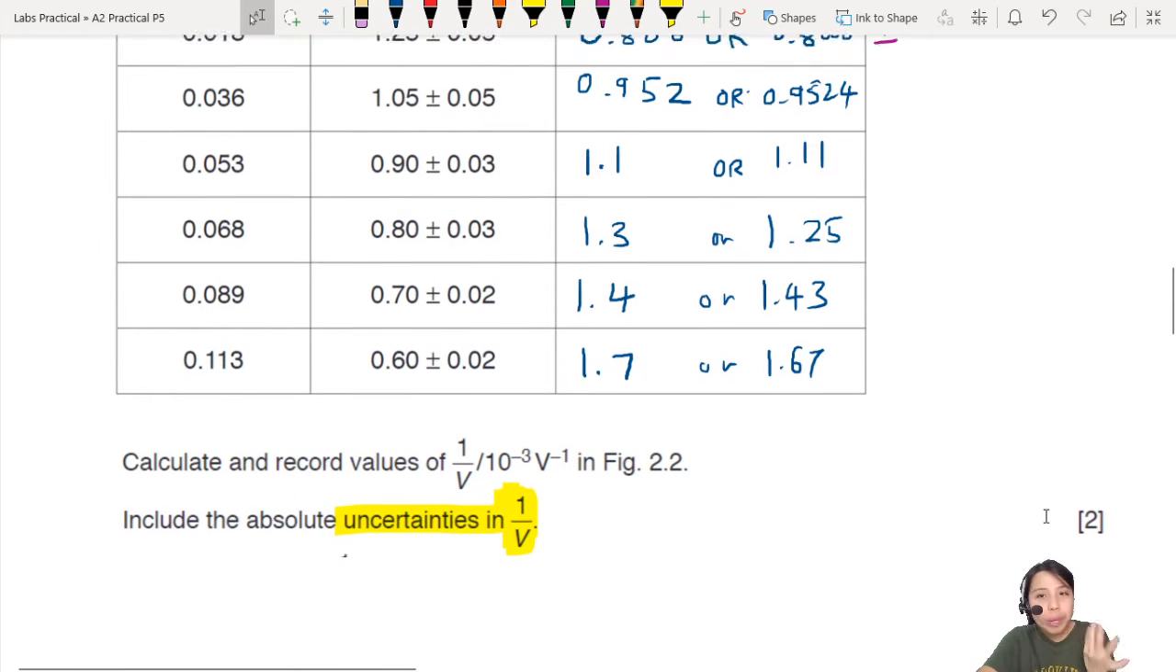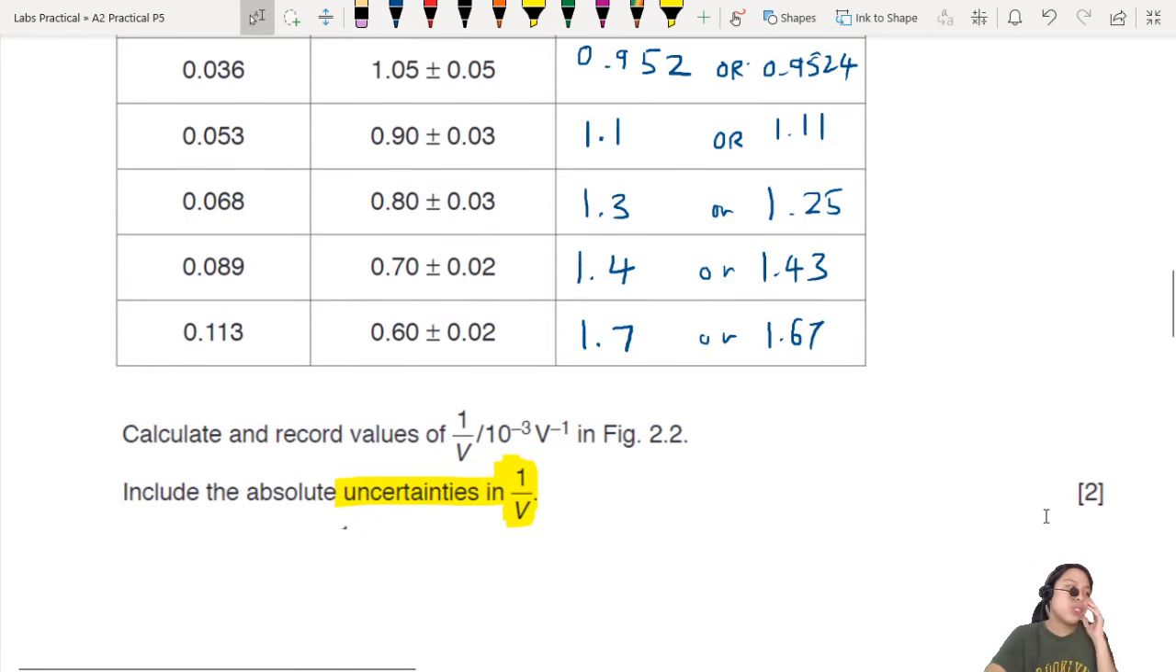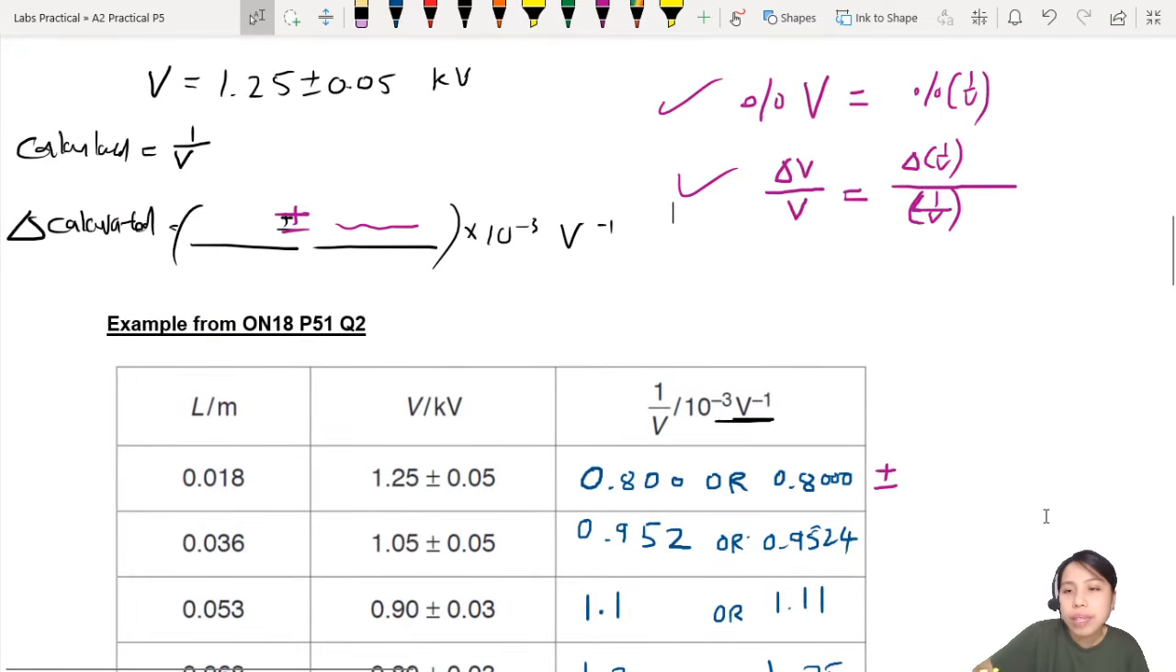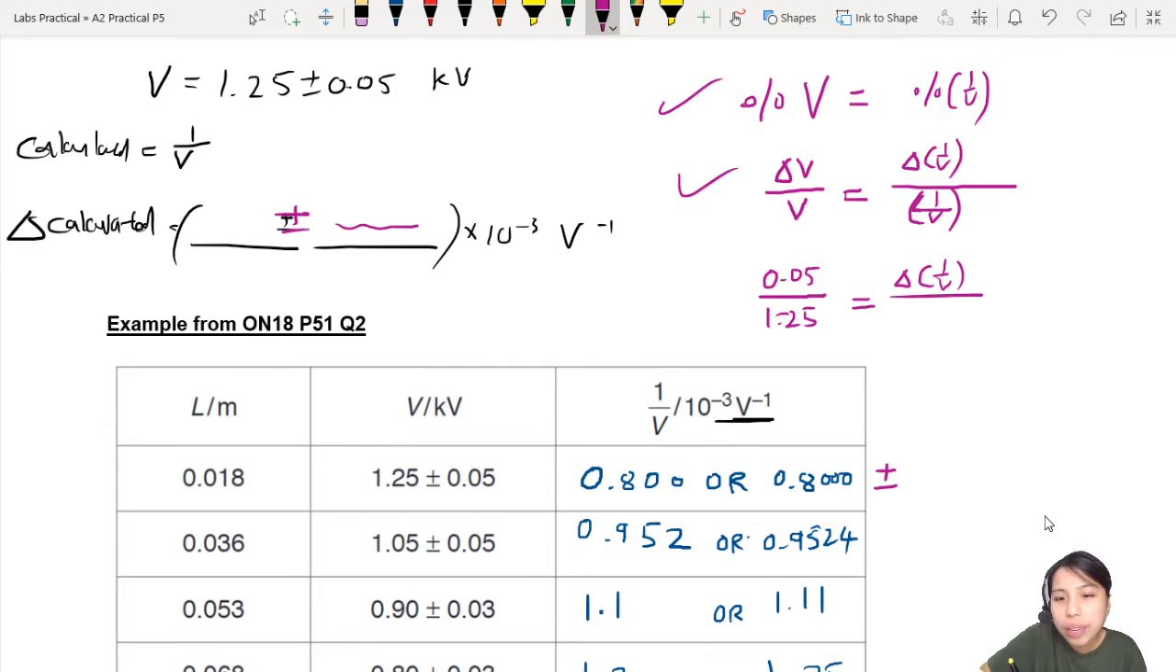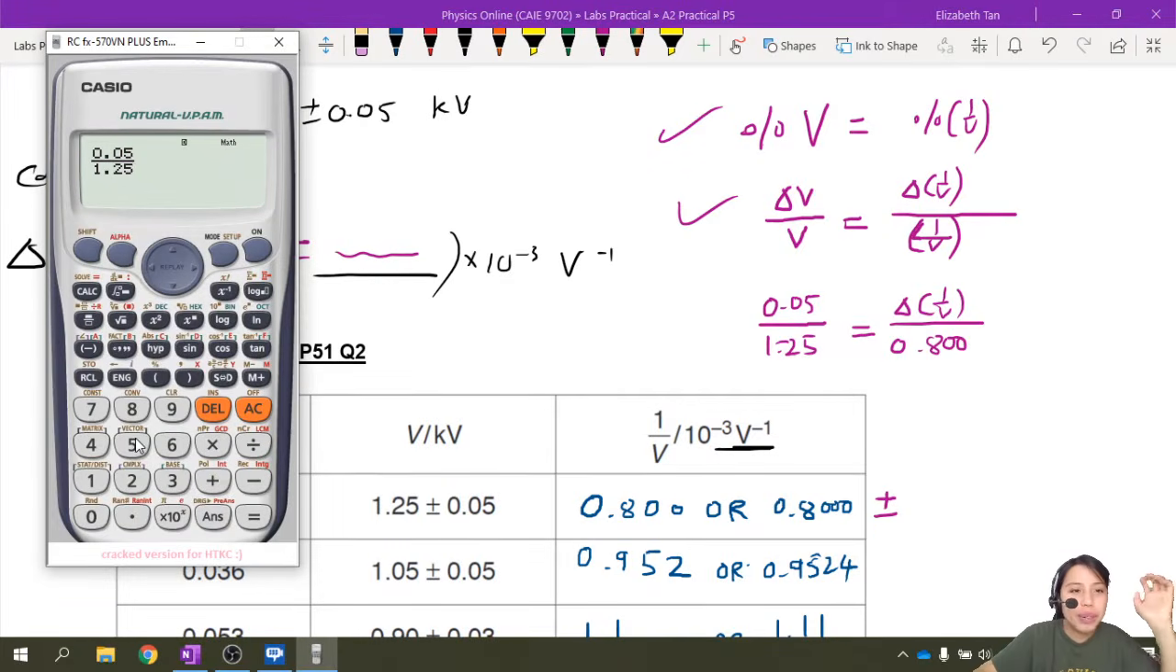So don't spend too much time writing your full working. If you can just use your calculator and fly with it, please do that. So, if you want to do this, what is delta V? 0.05 over the measurement equals the uncertainty we're trying to find over, okay, this is when you pick whatever value, 0.800.